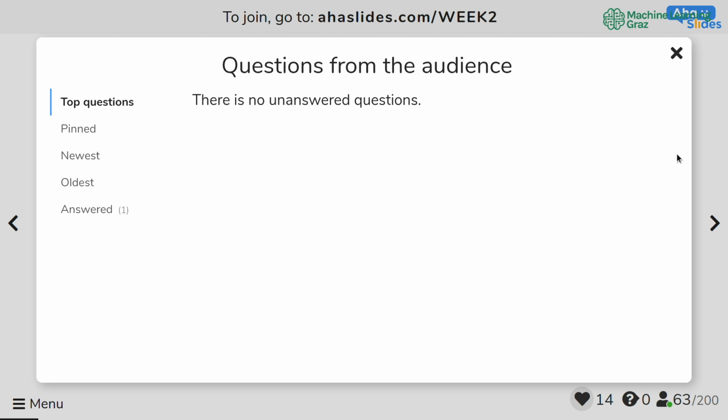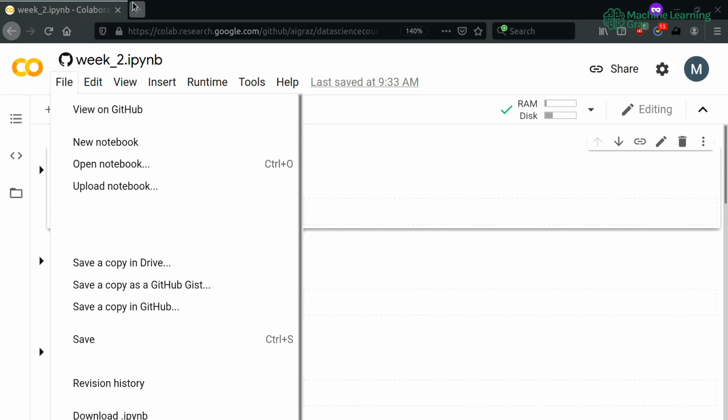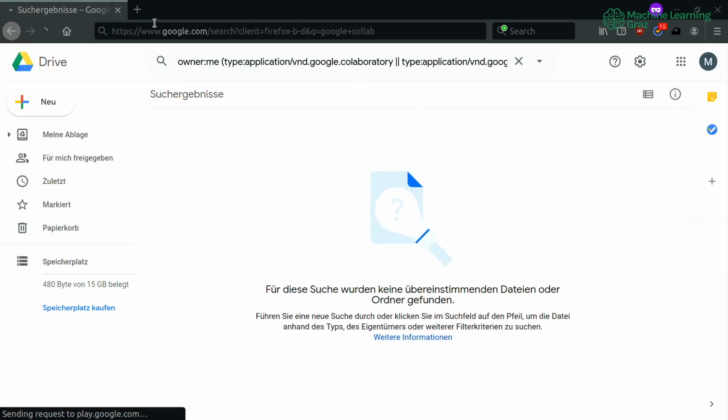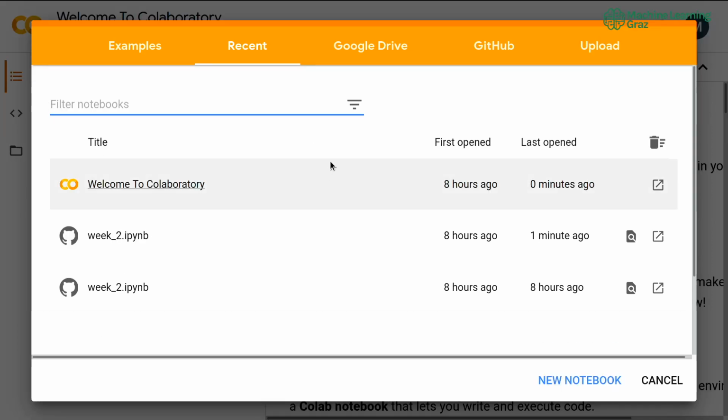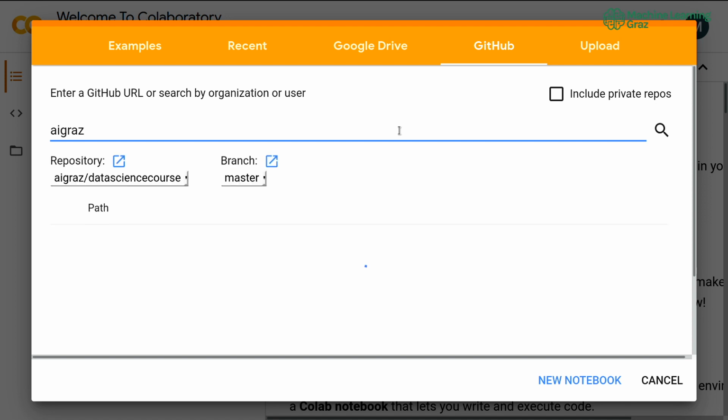So I saw a question now on Twitch. Where can I find the GitHub button? So let me just open it again. Google Colab. So the GitHub button, once you open it, this window should appear. If you see this window, you press on GitHub. This is where you find the GitHub button. And once you clicked it here, you can write here AI Grats, just AI Grats, sorry. Press enter. And here you see week 2. And if you double click on it, then you're ready to go.